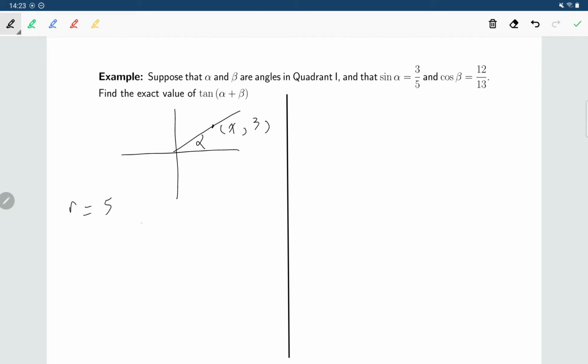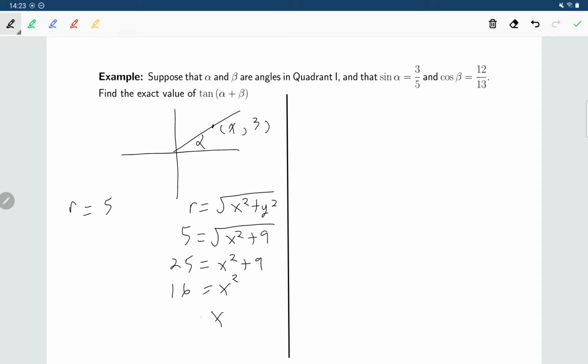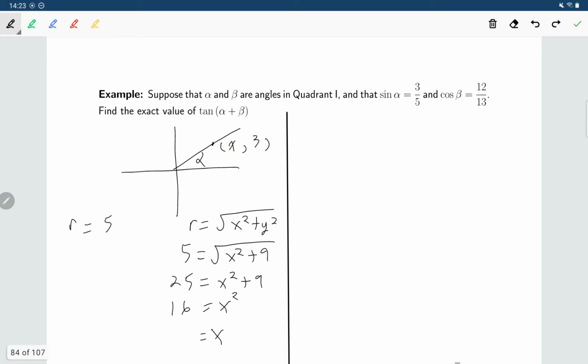And so you can do the same thing that we did in the last example by using the formula that r is the root of x squared plus y squared to find out what, in this case, x needs to be. So we can find out without too much difficulty here that x squared is 16. And so that means that x should be, in this case, we're in quadrant 1 where the x-coordinate is positive. So it's the positive root of 16, which is positive 4.